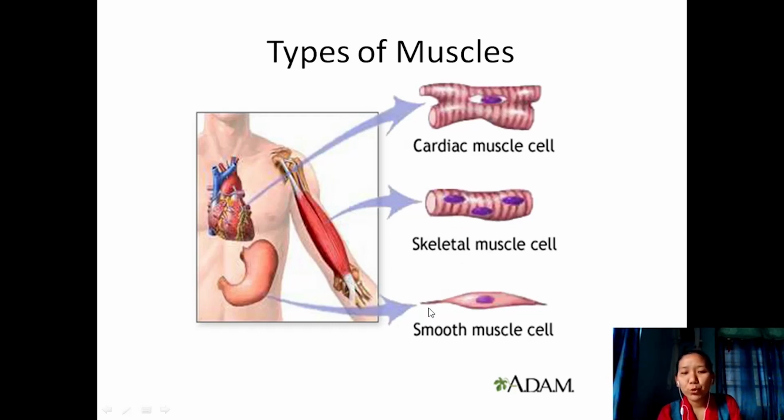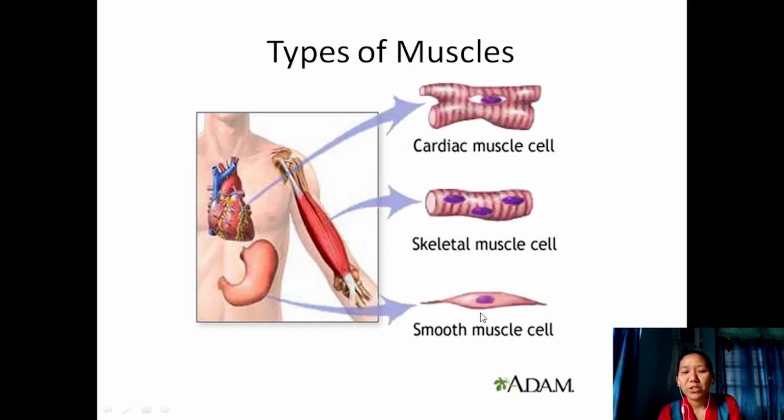Now next, smooth muscle. If you look at the shape here, it is not cylindrical, unlike this one, which is cylindrical. It is spindle shaped, pointed at both ends, and having a single nucleus. Here you can find more than one nucleus; here we have a single nucleus, and you cannot find any striation. You cannot find any dark band and light band, so it is called a smooth muscle cell. They do not have any striation.